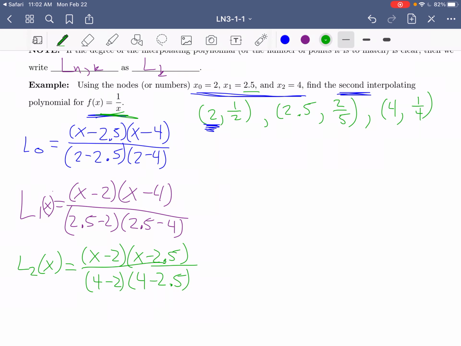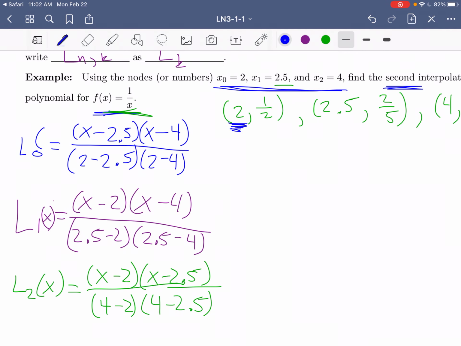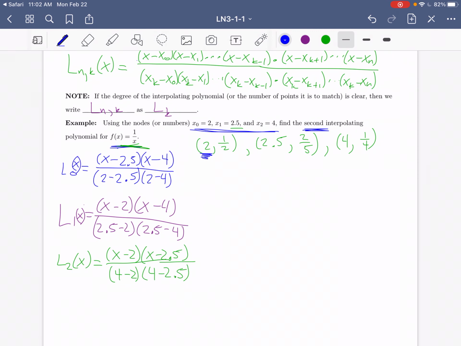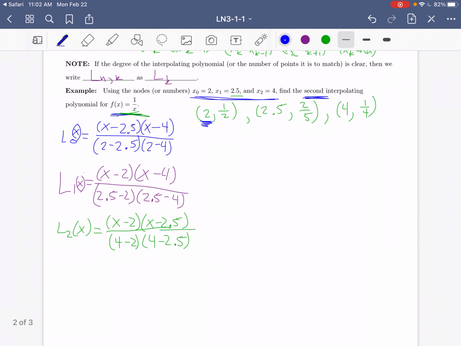On bottom, we take that third x value, we plug it in, and we have this. Now, this is not the polynomial. These are really the building blocks of the polynomial we're trying to get to.